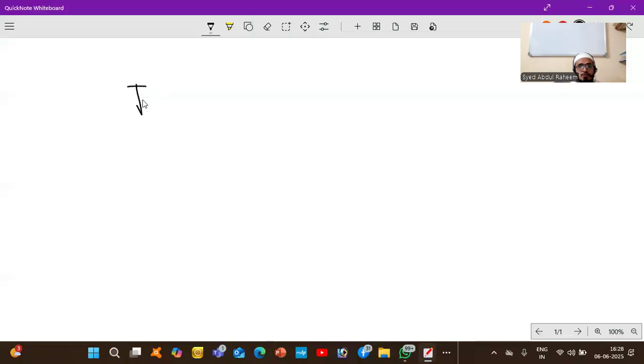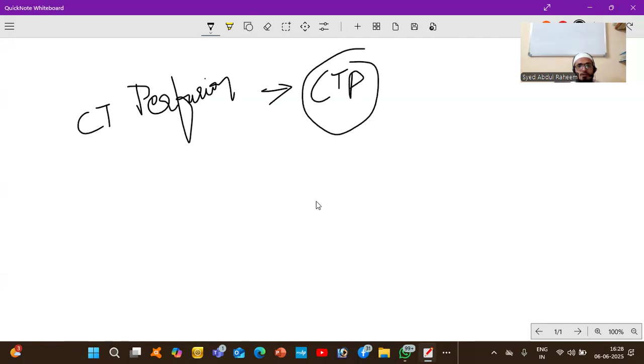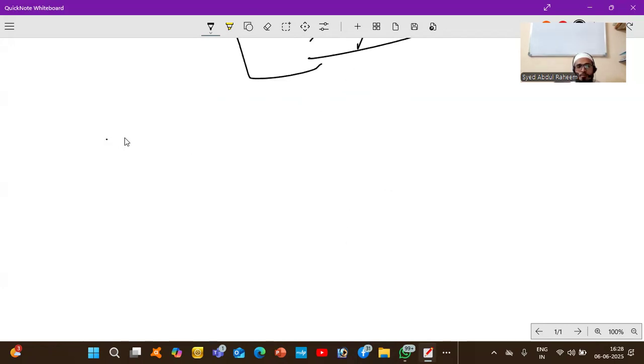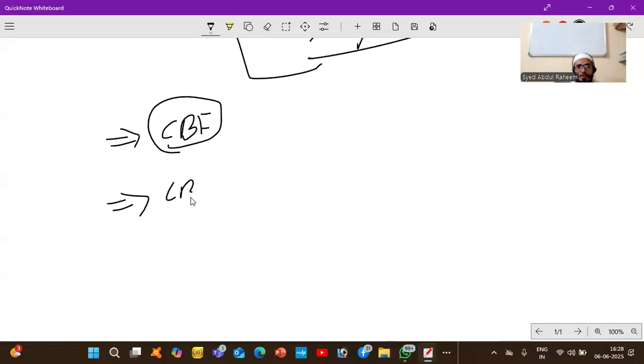So what will perfusion give? CT perfusion, or we'll call it CTP. If a person comes after the window period or has a wake up stroke, these are the two criteria. So what will happen is that you have to see CBF, cerebral blood flow, and CBV, cerebral blood volume.